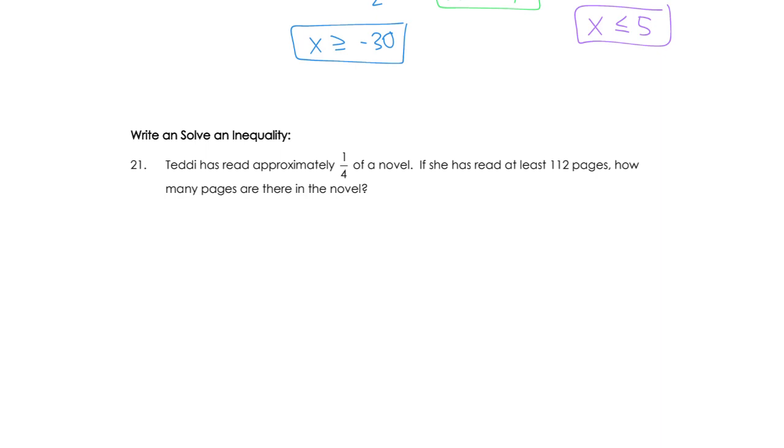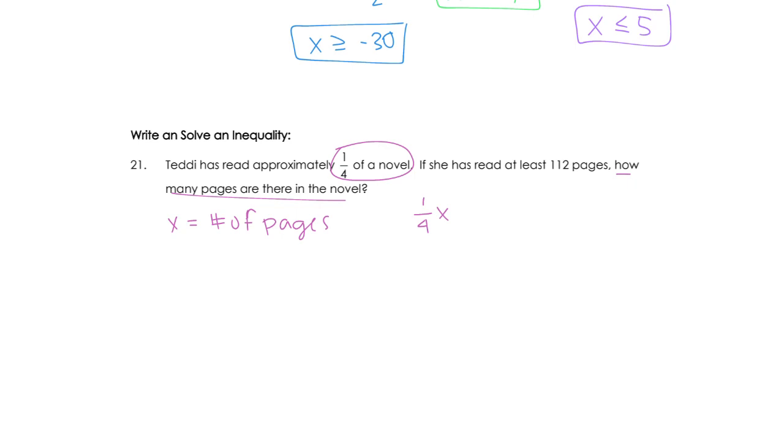So first things first, always define your variable. Question says, how many pages are there in the novel? So x is going to represent the number of pages. And then Teddy has read approximately a fourth of a novel. Well, if she's read a fourth of a novel, that means she's read a fourth of the number of pages there are. So then I would put 1/4 times x, right? A fourth of the number of pages that she's read.